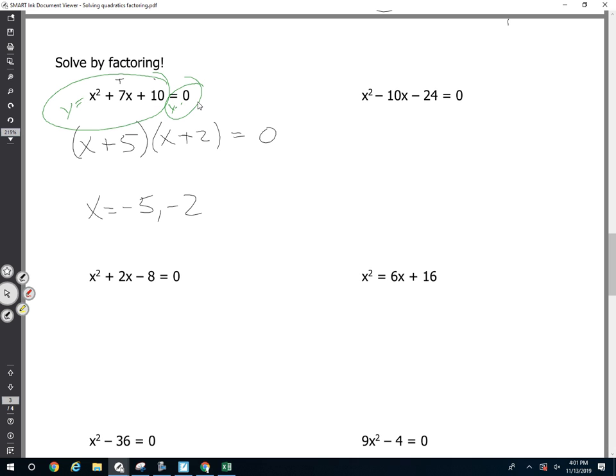Yeah, I'm excited too. All right. Please solve this quadratic equation by factoring. And if you don't believe in yourself, use your calculator.